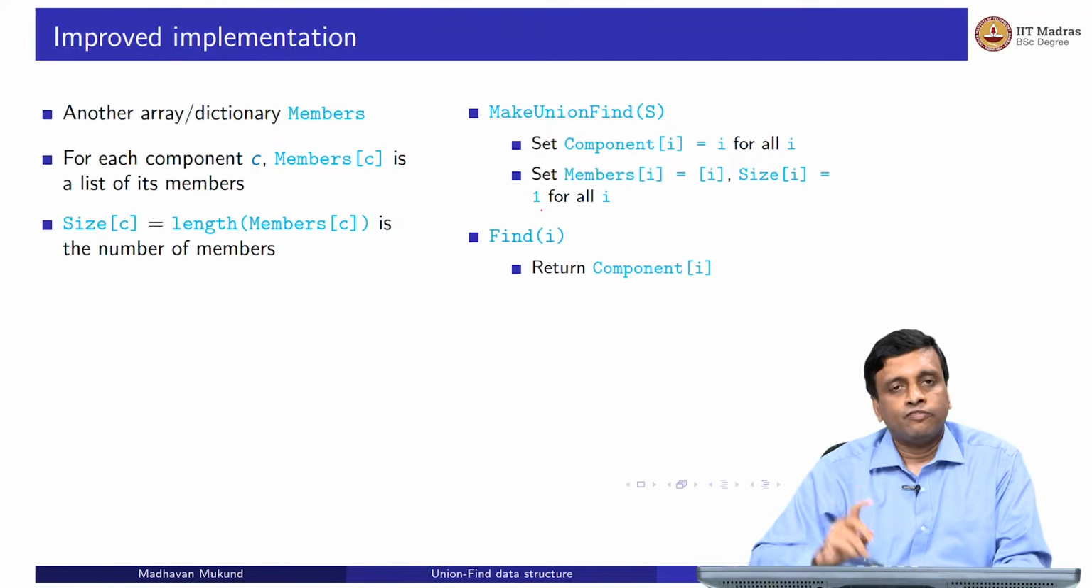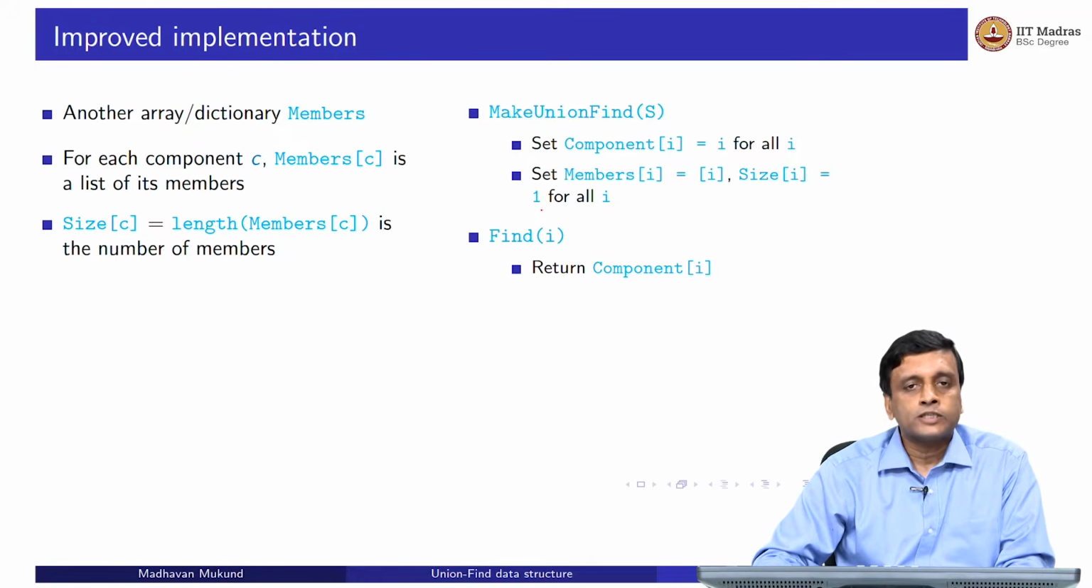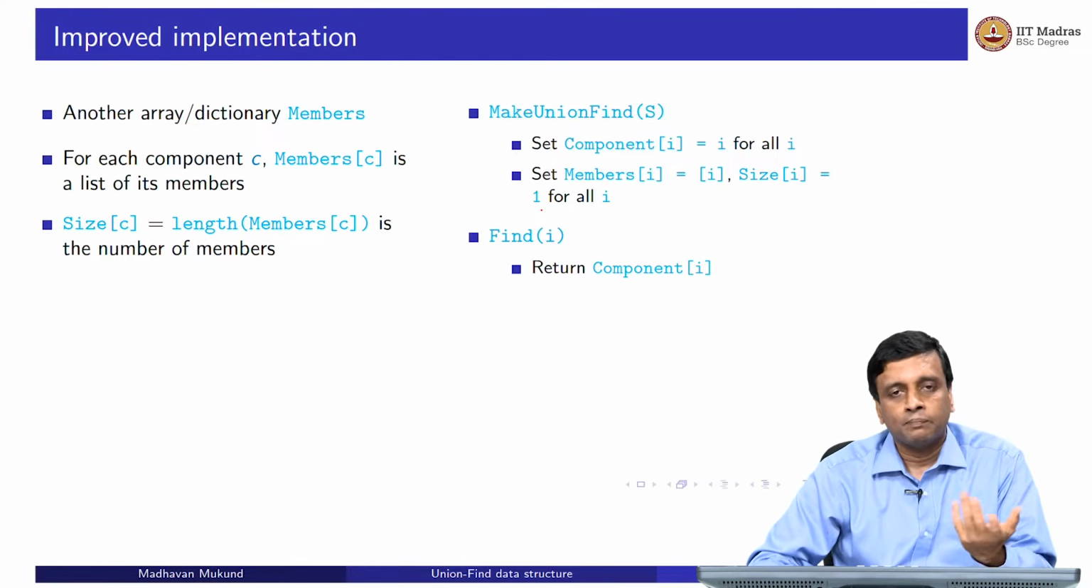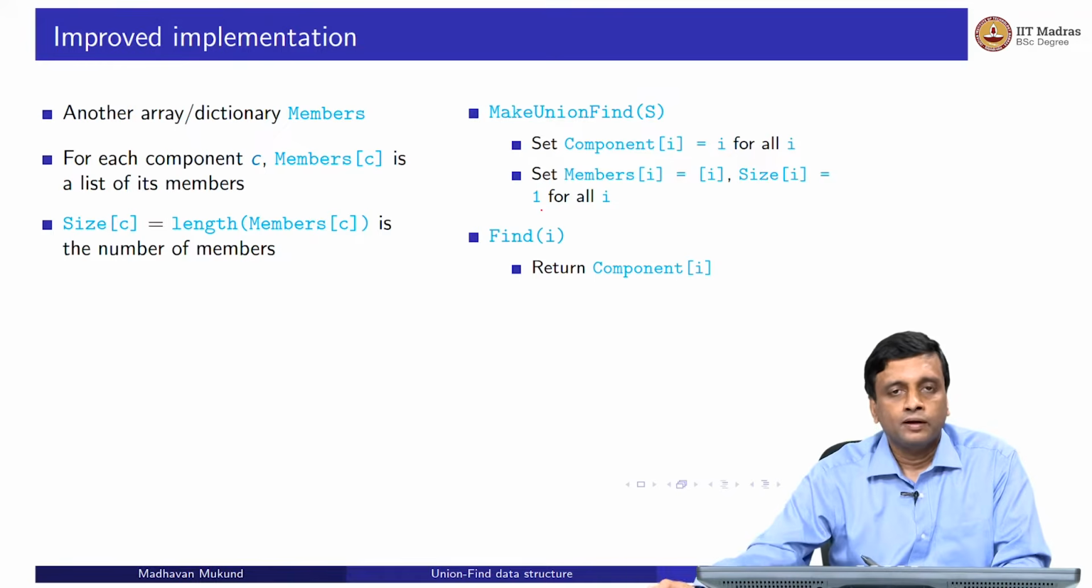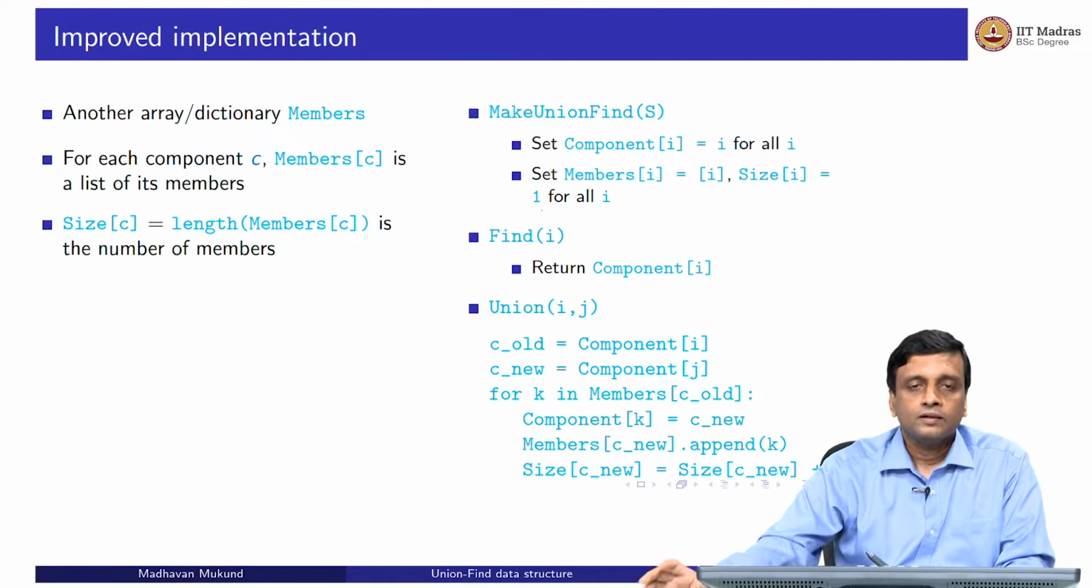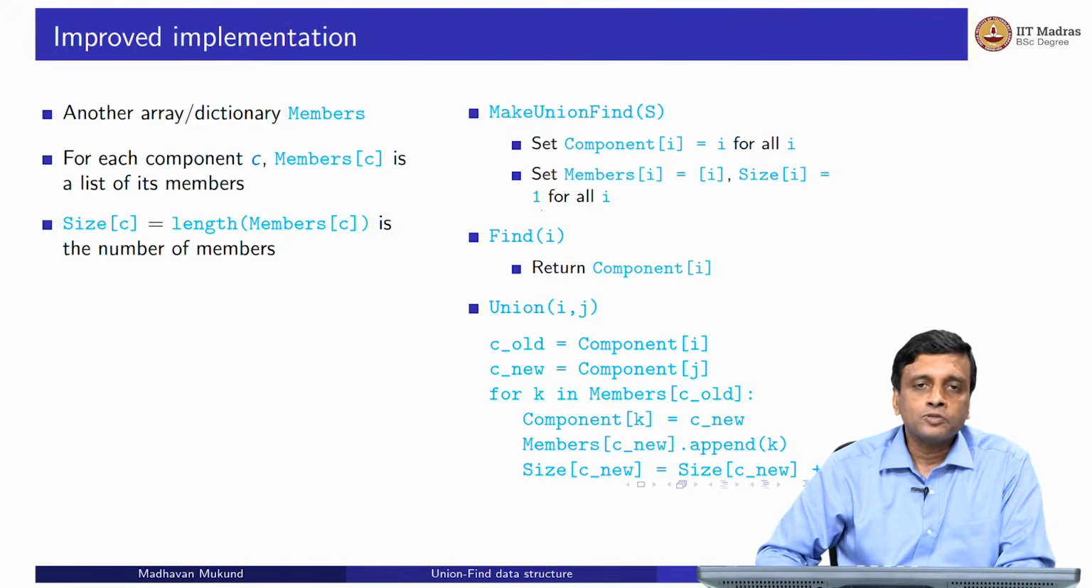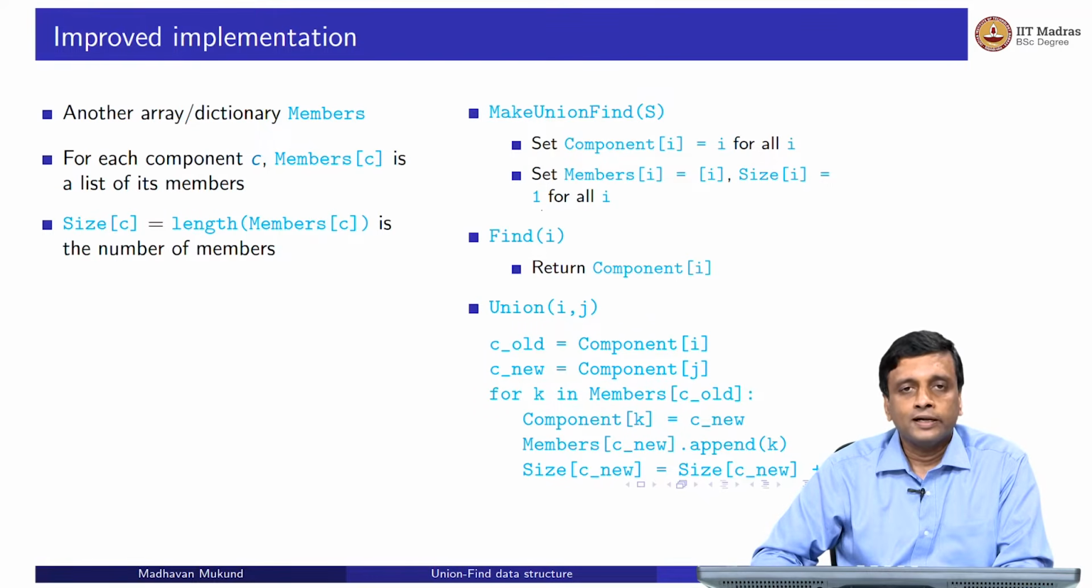What about find? Well, find doesn't update anything. Find merely looks up the component. So it doesn't have to look at members or size because it just needs the information in the dictionary component. So as before, find of I just looks up component of I. Union is where we were having problems. So let's see if we can make union a little more efficient, right?